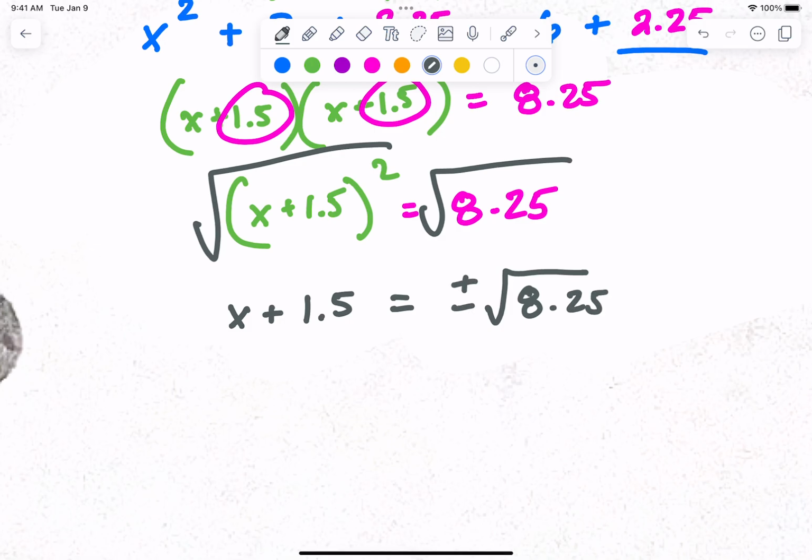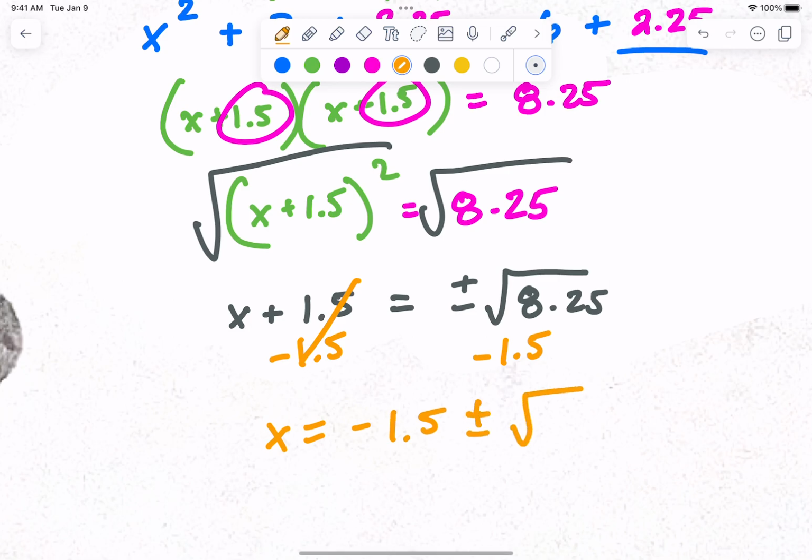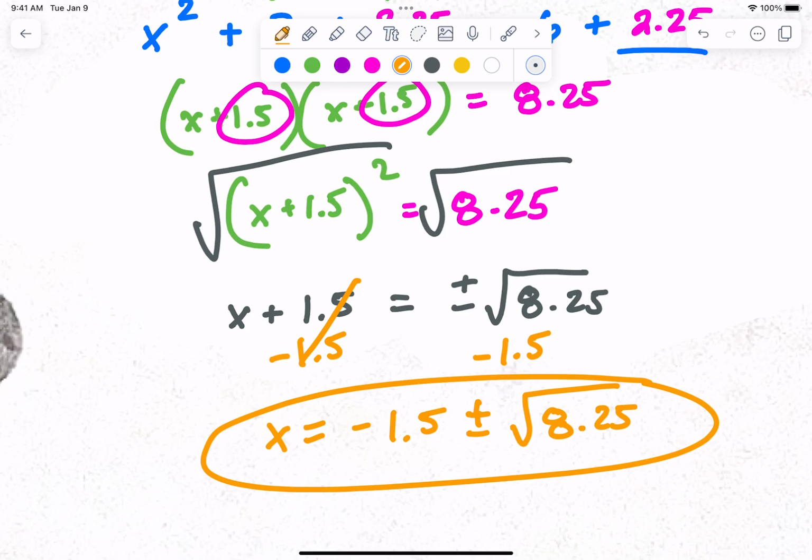And then what? You subtract the 1.5. Can you subtract 1.5 from 8.25? No, because it's trapped inside. x equals negative 1.5 plus or minus the square root of 8.25. There you go. It's the same steps, just with a negative, or with an odd number in decimals.